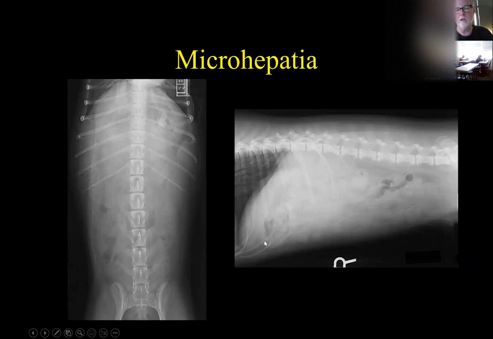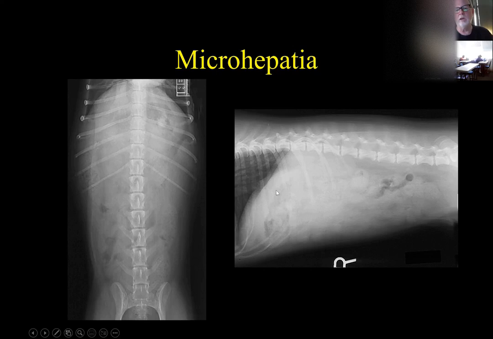Here's the stomach here. It's got food and gas in it. And the stomach axis now is cranially deviated. It should be perpendicular to the spine or parallel to the ribs. So it should be kind of in that axis right now, or in a normal dog. Right now, in this dog that has a small liver, it's cranially deviated.